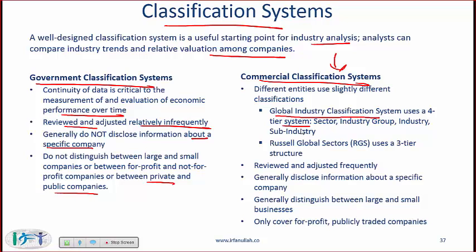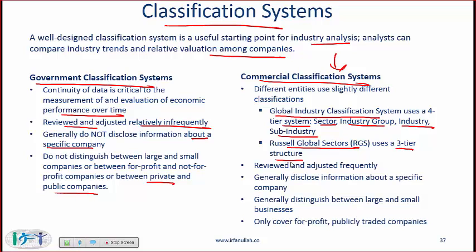This uses a 4-tier system. So at the highest level we have a sector. Within each sector you might have one or more industry groups. Within each industry group you might have one or more industries, and then within each industry you might have one or more sub-industries.